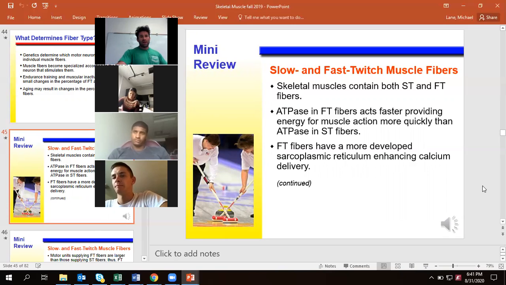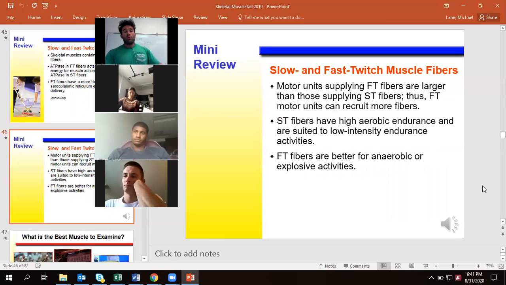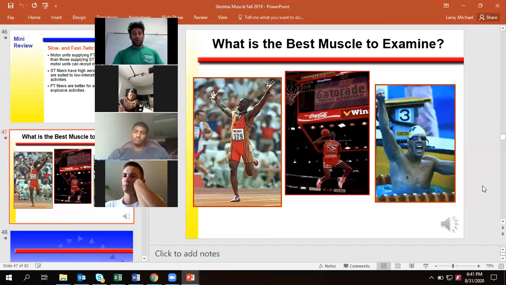And it's that ATPase which is going to give us the key difference in the speed of contraction between our slow and fast twitch fibers, along with having that bigger SR, which is going to allow for calcium to be released at a faster rate and be taken up faster. The motor units are going to be bigger, recruiting more individual fibers from the fast twitch compared to our slow. Slow twitch are going to be really good with aerobic endurance and hence really good for low intensity exercise. Fast twitch are going to be much better at high speed, high power exercise.